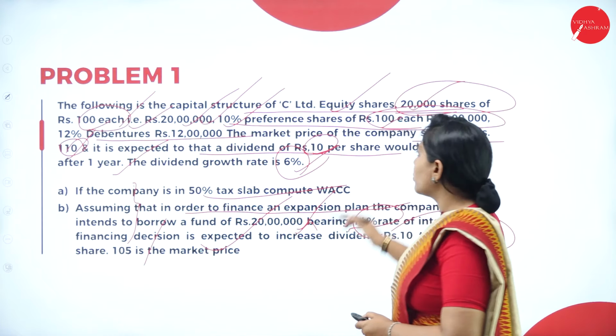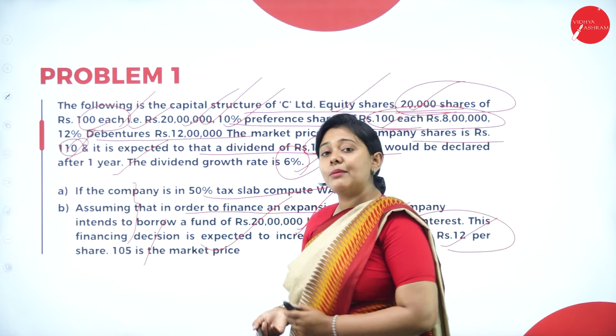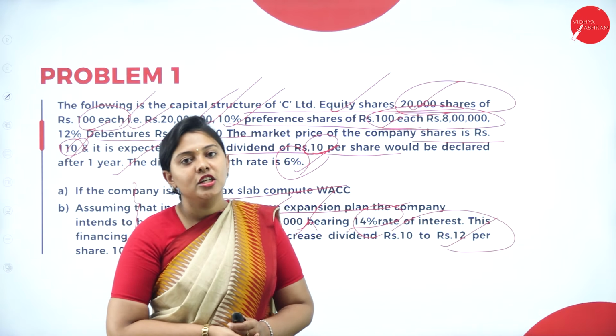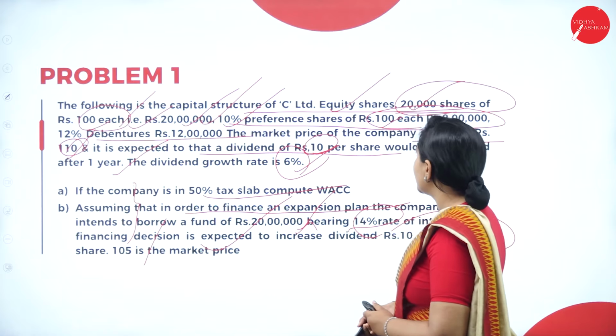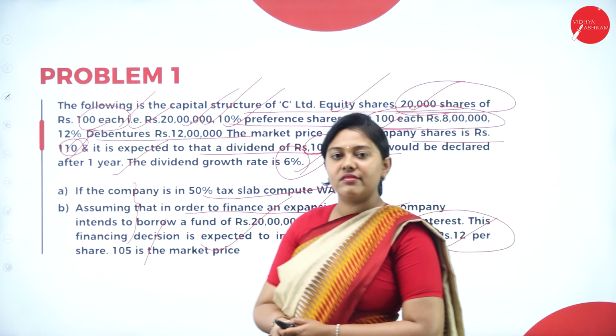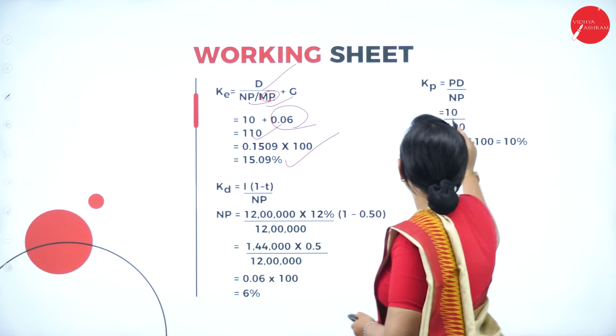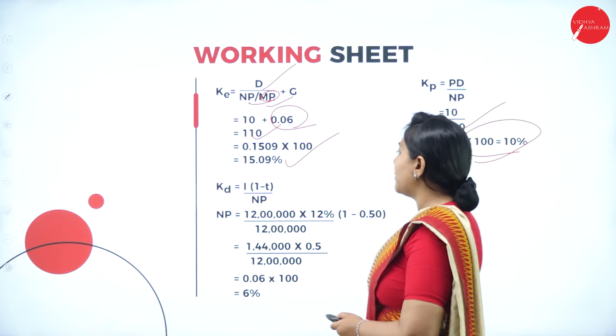Next, we need to calculate the preference shares cost. 10% preference shares of rupees 100 each. Since it is an irredeemable preference share, the formula is preference dividend divided by net proceeds. So dividend is 10 rupees divided by 100, so 10 divided by 100, it is 10%.